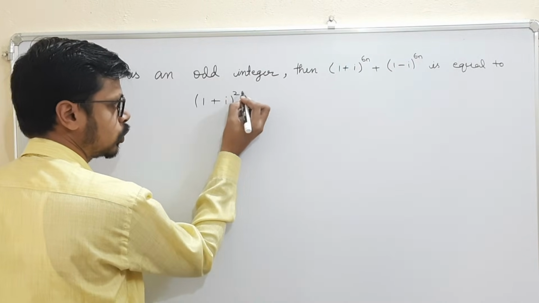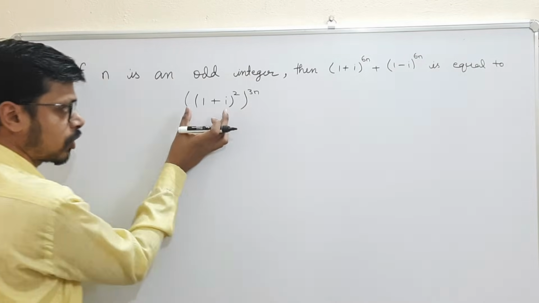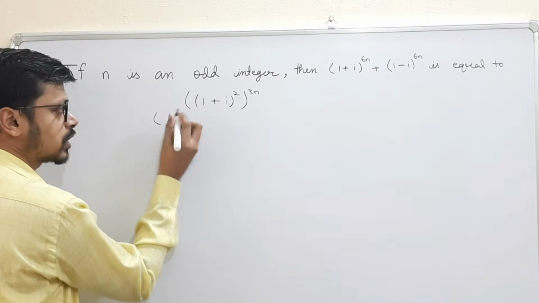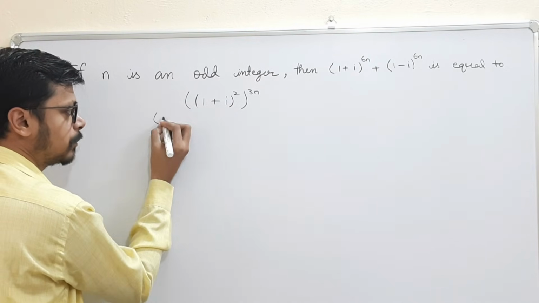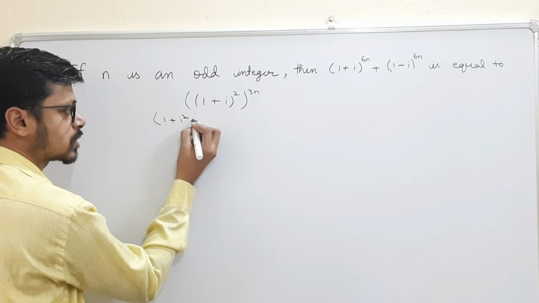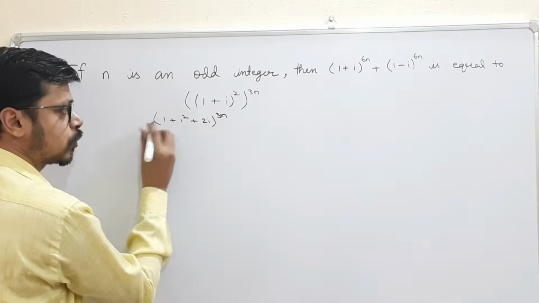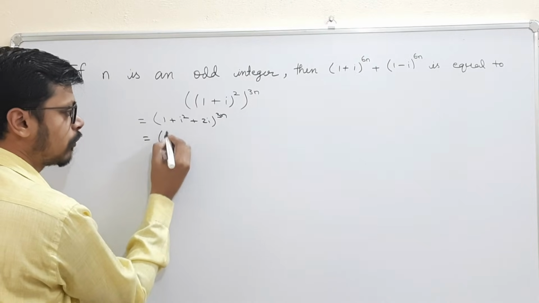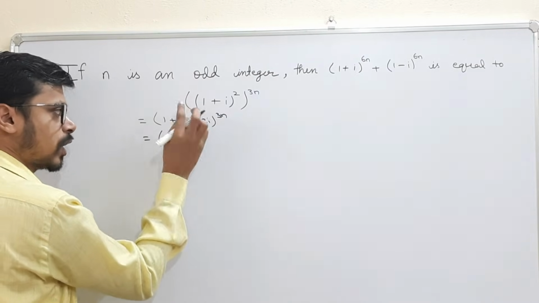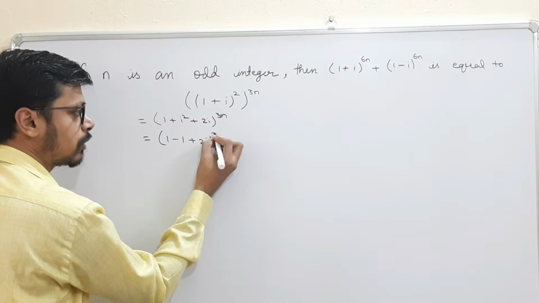Can we write it as 2 into 3n? So I am writing 3n outside. Now this one is (a + b) whole square. So if you solve this (a + b) whole square, it will come a square plus b square plus 2ab. Correct? If you further solve it, it will come 1 plus, and i square means iota square is minus 1. So 1 minus 1 plus 2i, power 3n.